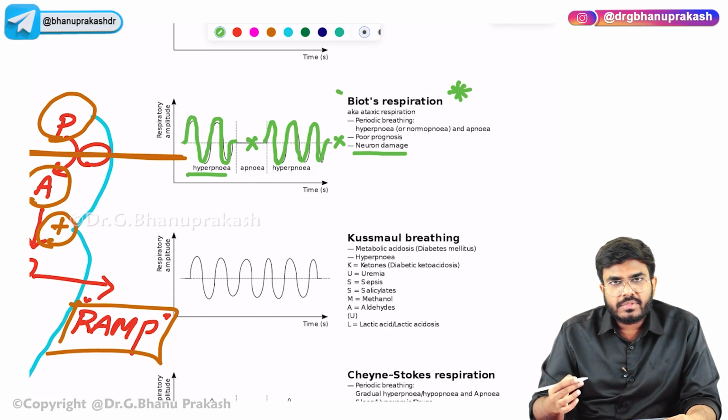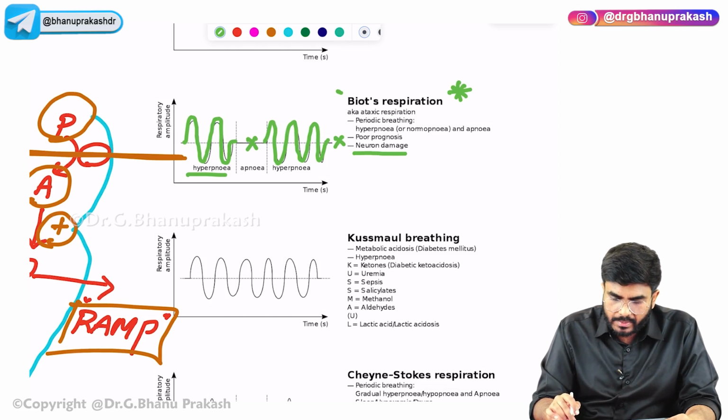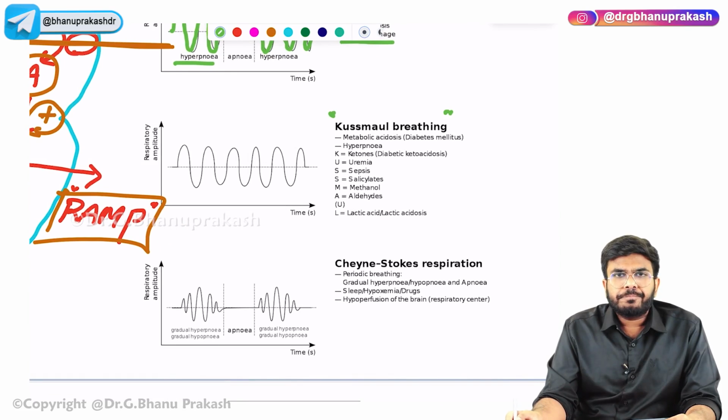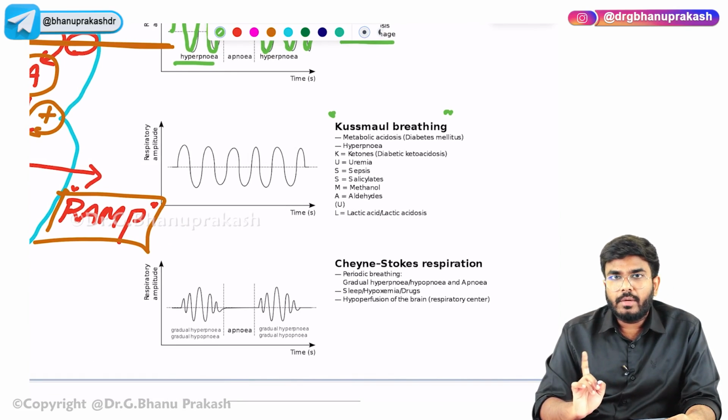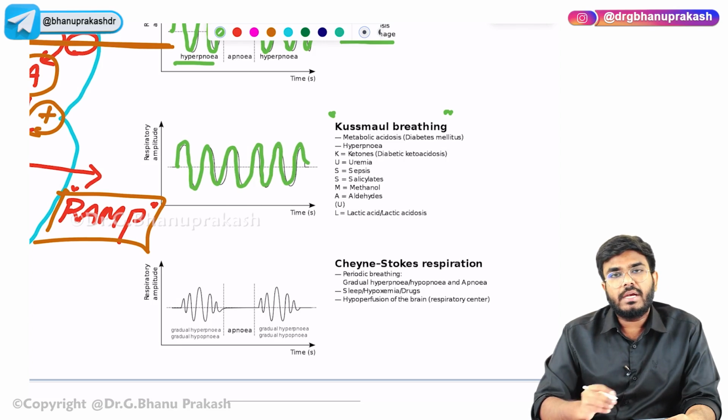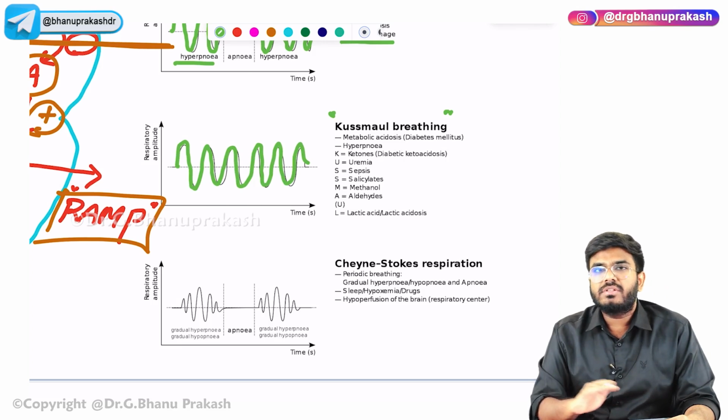Biot's respiration is going to be seen when the central nervous system is having damage. Next, what is Kussmaul's breathing? Kussmaul's breathing is continuous. There is no apnea in between. There is continuous deep inspiration, deep expiration, continuous hyperpnea, or you can say continuous hyperventilation. The patient is having continuous hyperventilation.